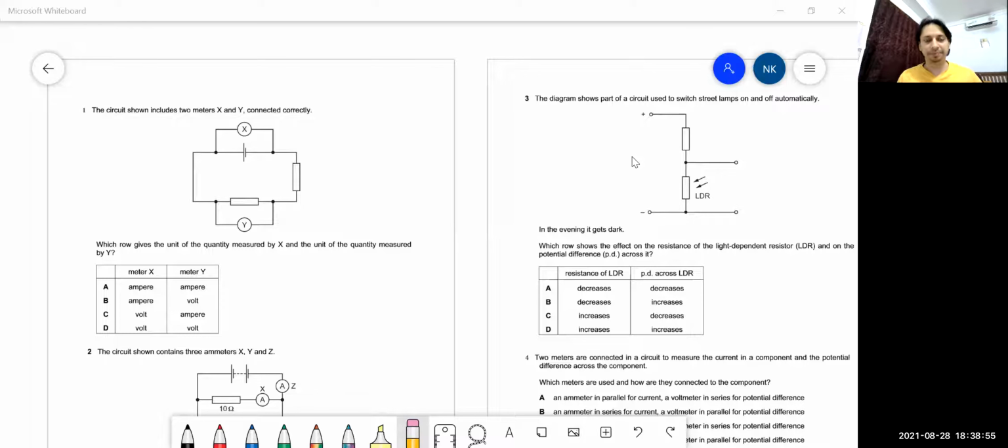Hello, my dear children. I want to solve this worksheet for all of you. This is the worksheet that a few days back I shared in the class WhatsApp group. And let me start from question number 1.